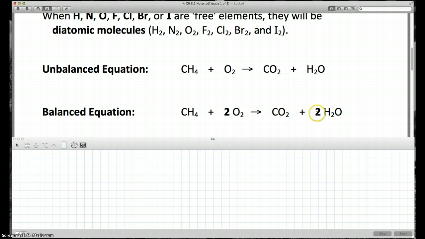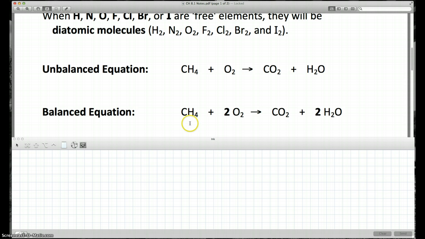Now notice I put this 2 over here, and that big 2 out front is a multiplier, and it multiplies everything in this chemical, H2O. So instead of just having 2 H's, we have 2 times 2, we have 4 H's, which is what we have on the other side.